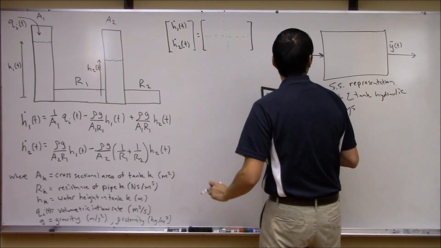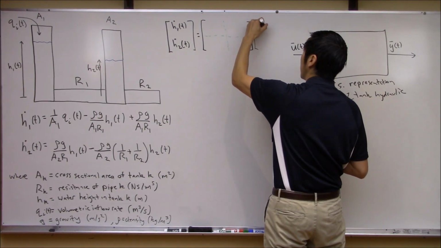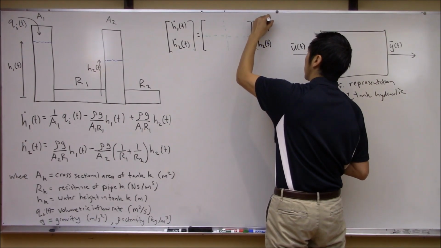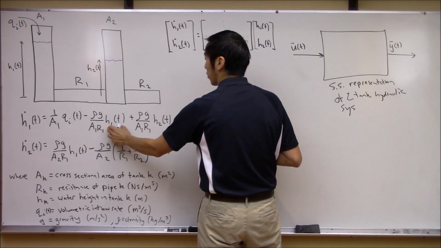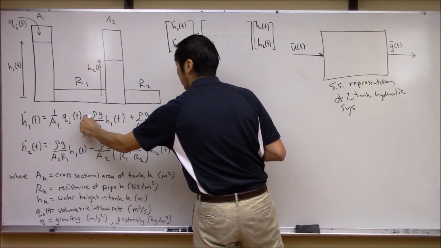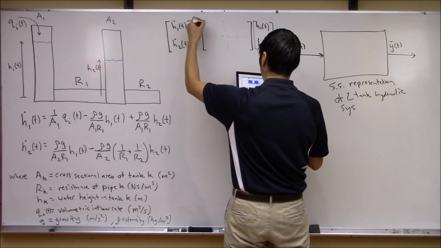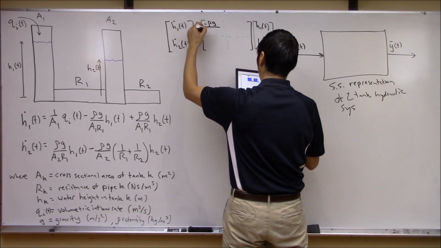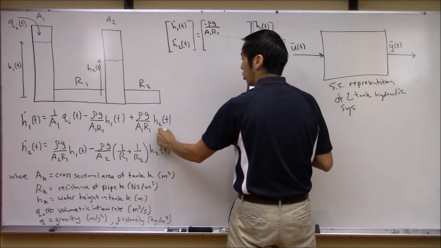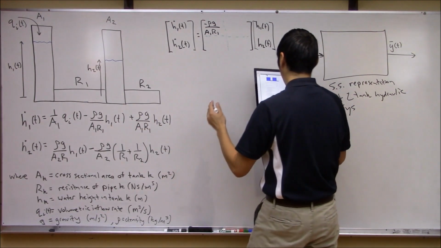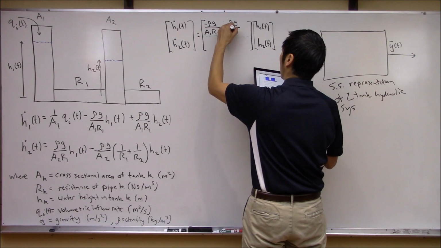Okay. So the green here, and then I'm going to factor out h1 of t and h2 of t like this. Now let's see, the thing that multiplies h1 in the h1 dot equation is negative rho g over a1 r1. So in this first entry, I have to have minus rho g over a1 r1. And the thing that multiplies h2 is positive rho g over a1 r1. So this is positive rho g over a1 r1.